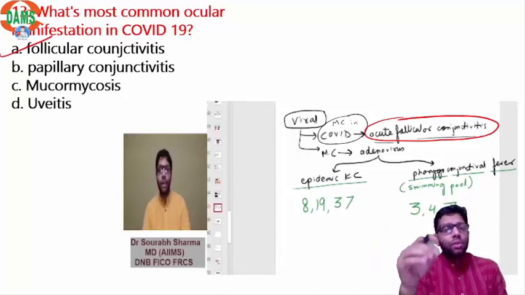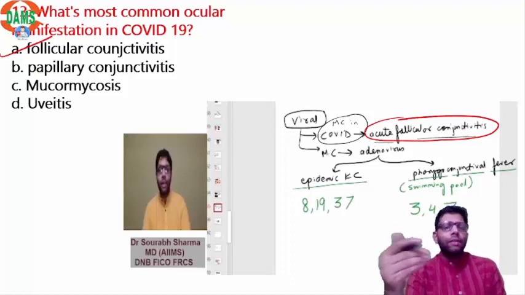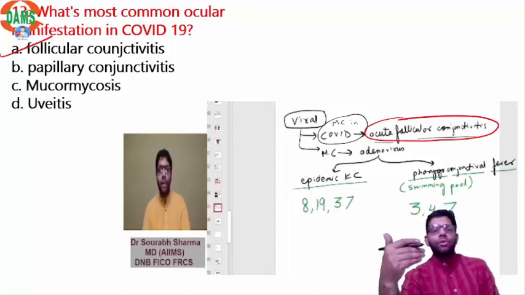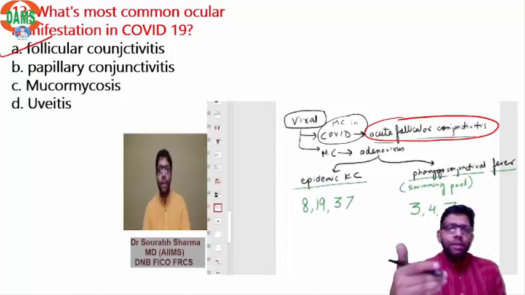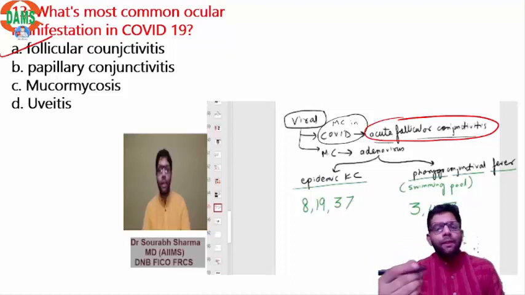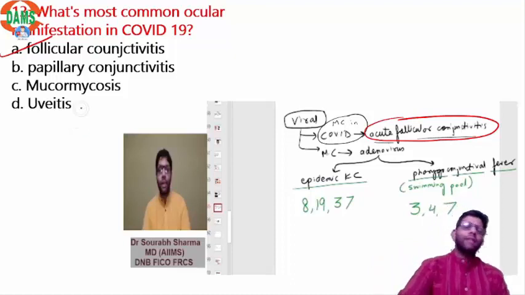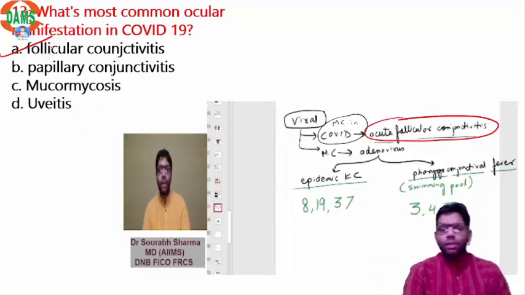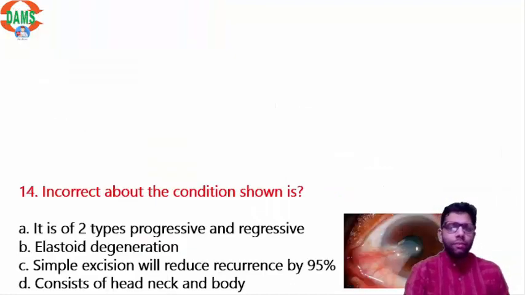Mucormycosis is seen as a complication of the treatment of COVID, like if you give steroids or a patient is immunocompromised, diabetic, taking oxygen therapy or steroids. That's the most common fungus causing orbital cellulitis, but it is a complication of COVID-19, not a direct eye manifestation of COVID. Uveitis can be seen in COVID, but the most common is acute follicular conjunctivitis. That was an easy and straightforward question.